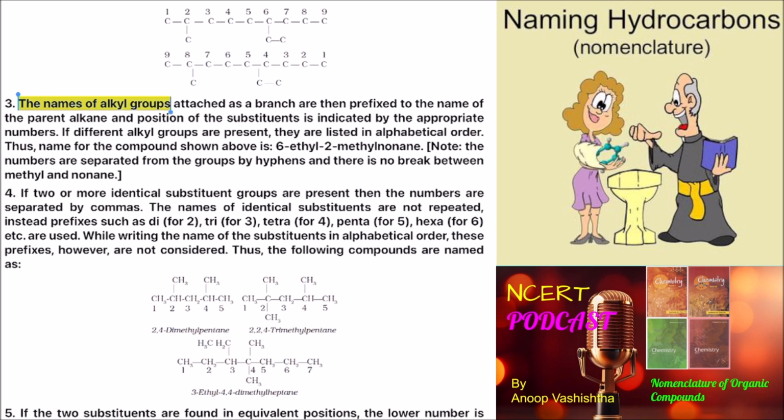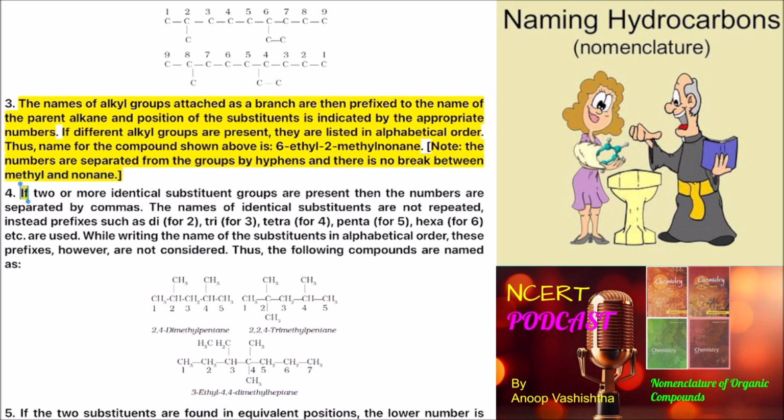The names of alkyl groups attached as a branch are then prefixed to the name of the parent alkane, and the position of the substituents is indicated by the appropriate numbers. If different alkyl groups are present, they are listed in alphabetical order. Thus, the name of the compound shown above is 6-ethyl-2-methylnonane. Note, the numbers are separated from the groups by hyphens and there is no break between methyl and nonane.